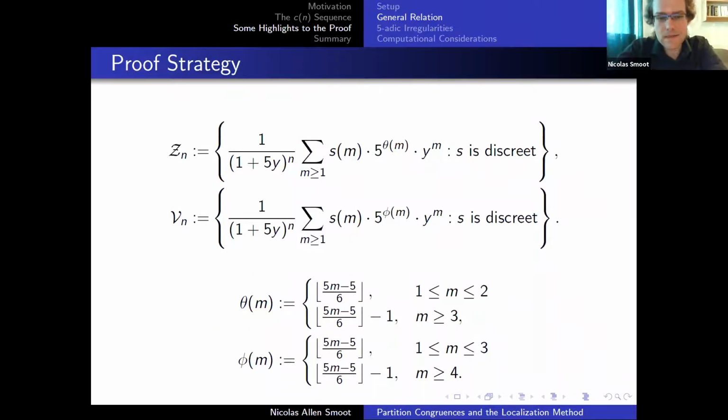And the idea is, I define 2 spaces of functions, I'll call them Zn and Vn, in terms of what the power of 5 is for each coefficient of y to the m. So I have a series, sum over m of 5 to the theta m, y to the m over 1 plus 5y to some n. And theta m looks like this here. And phi m looks like this here. It looks almost exactly the same. These are the spaces that I kind of want to bounce back and forth in.